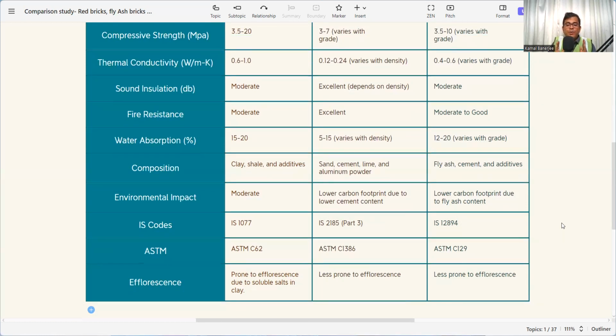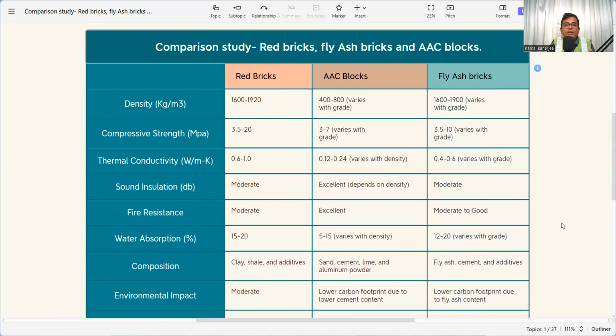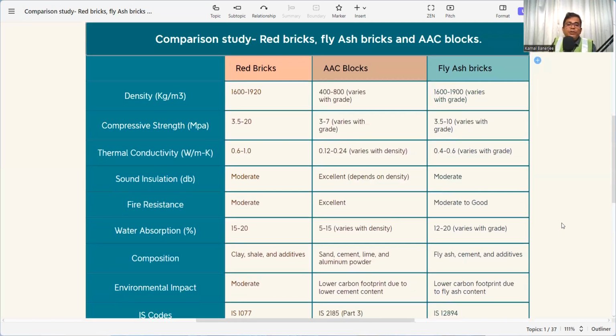Now another property which is very much essential, that is efflorescence of bricks. Sometimes we all witness after the brick wall, it is coming like a salt, and the entire plaster and paint is getting damaged. This is due to the efflorescence of the cement or bricks, and it is prone to efflorescence due to soluble salts in clay, whereas we are using the red bricks. And AAC is less prone to efflorescence, and the fly ash also less prone to efflorescence. So we need to take care of this efflorescence also whenever we are using the red bricks.